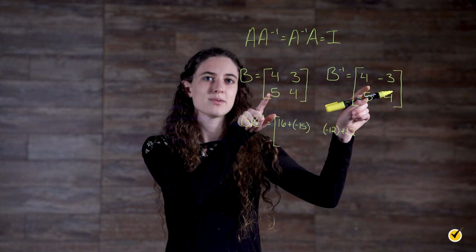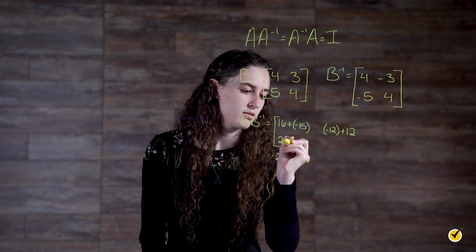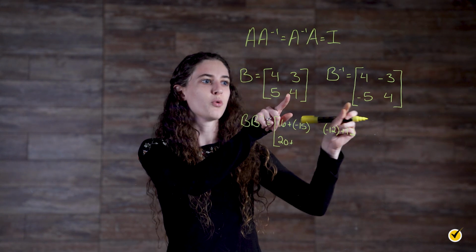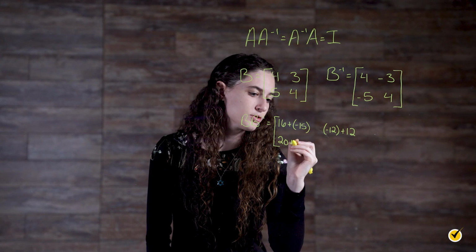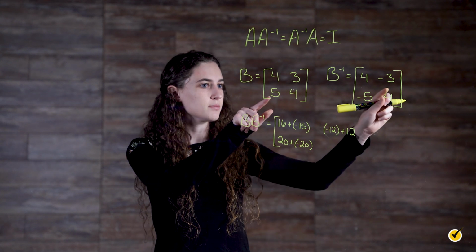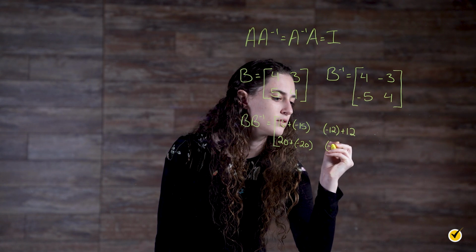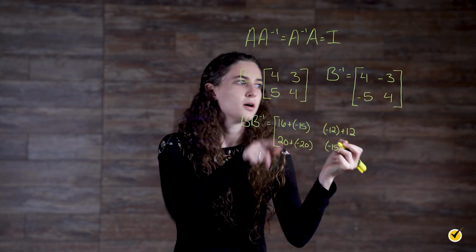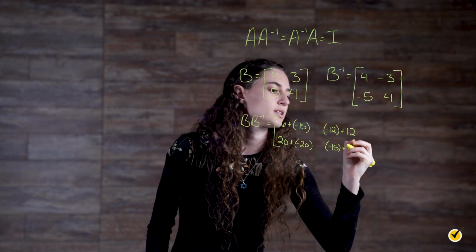Here we're going to do 5 times 4 is 20, plus 4 times -5 is -20. Then we'll do 5 times -3 is -15, plus 4 times 4 is 16.